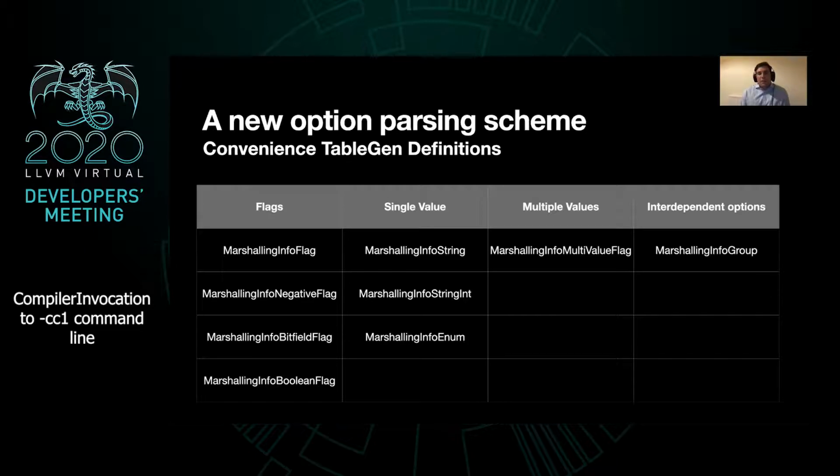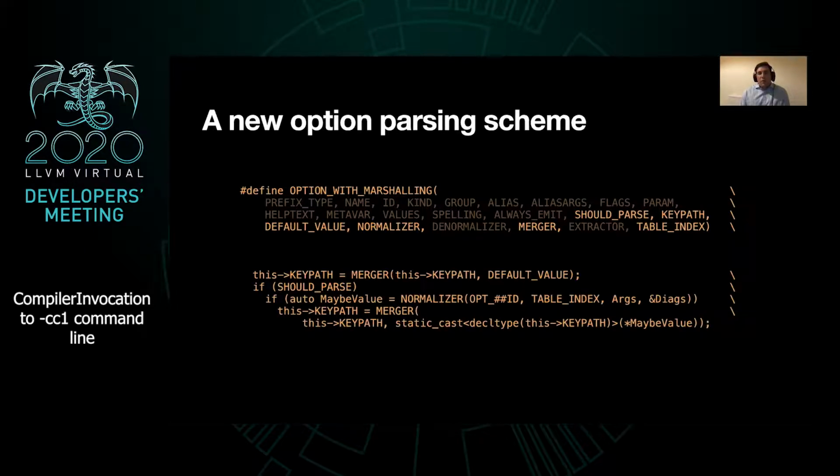TableGen processes these options into macro definitions. I've highlighted the important fields. The key path is the subfield of the compiler invocation for which this option is responsible. Next, we have the normalizer. The normalizer takes the argument list and is responsible for extracting a value suitable for storage in the key path for this option. Finally, we have the merger, which takes this value and stores it in the key path in whatever way is correct.